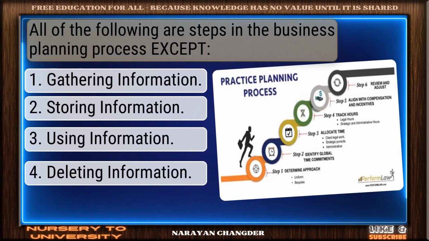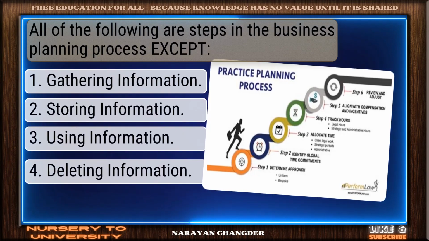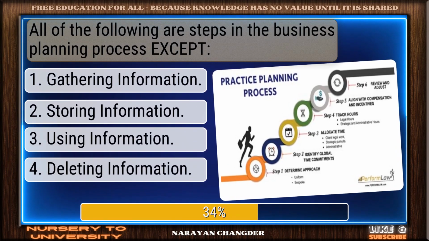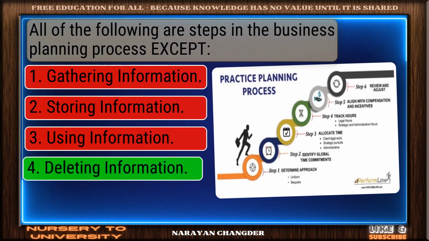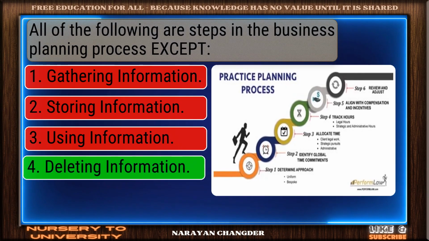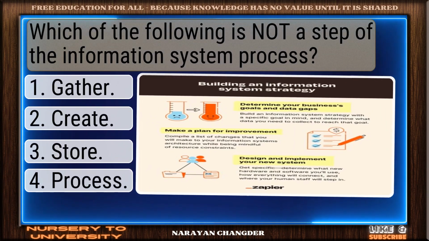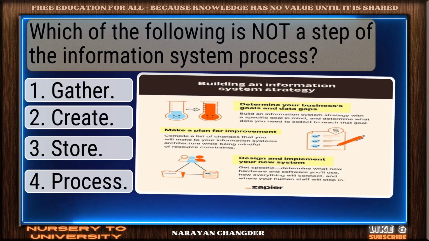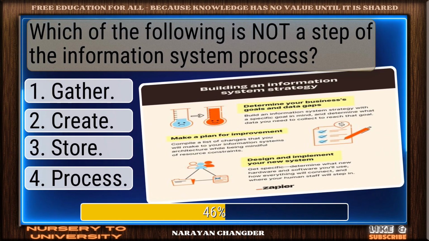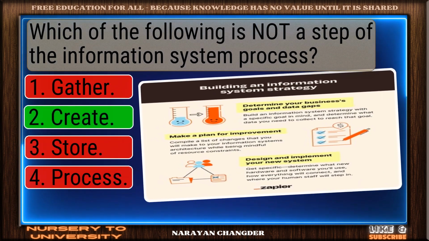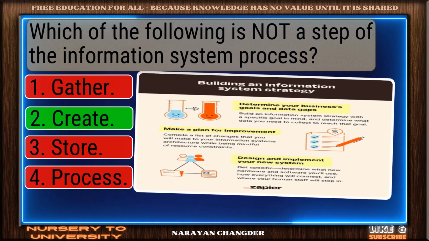All of the following are steps in the business planning process, except. Right again. Deleting information is valid. Which of the following is not a step of the information system process? Correct response. Create is accurate.